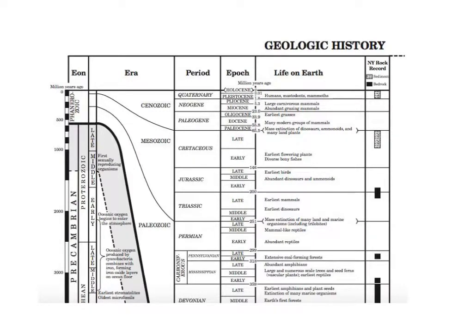And hopefully you got that one correct. Here's the Permian time period. And if we follow the Permian time period over here, we don't see any bars that show up in there. So that means that no, there were no rocks deposited during the Permian time period.